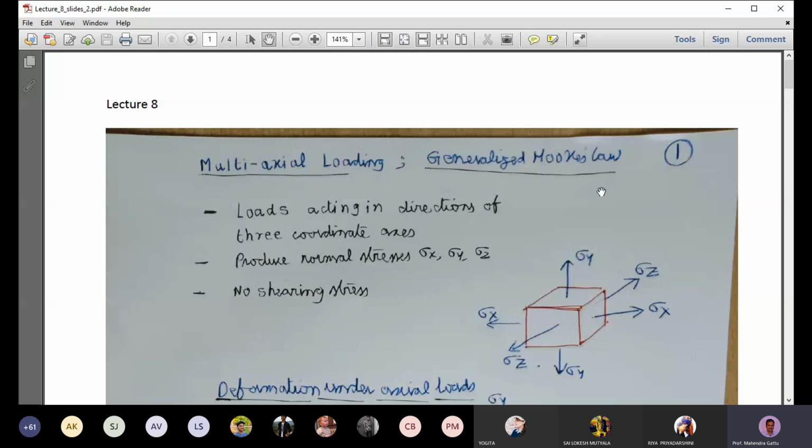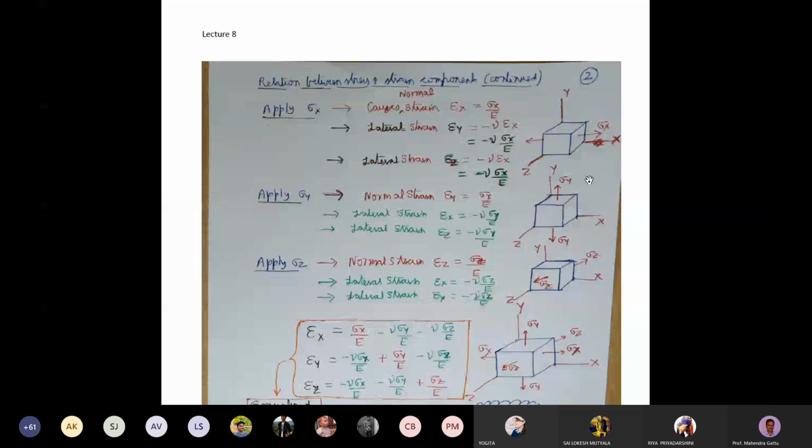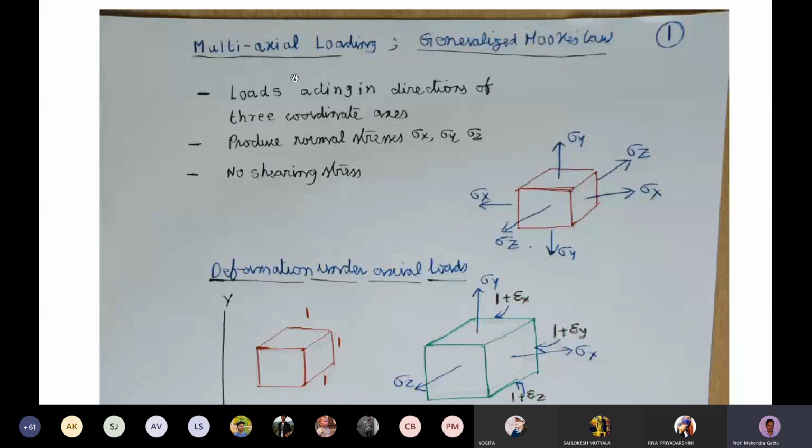So we'll start a new topic, which is multi-axial loading and the derivation of generalized Hooke's law. Okay, so what is multi-axial loading? In the previous example, what you have seen was a bar which was subjected to a uniaxial loading. That is, stress is acting only along the x-axis. And the stress element, if you see, there was only sigma x acting there, and there were no stresses along the y direction or the z direction.